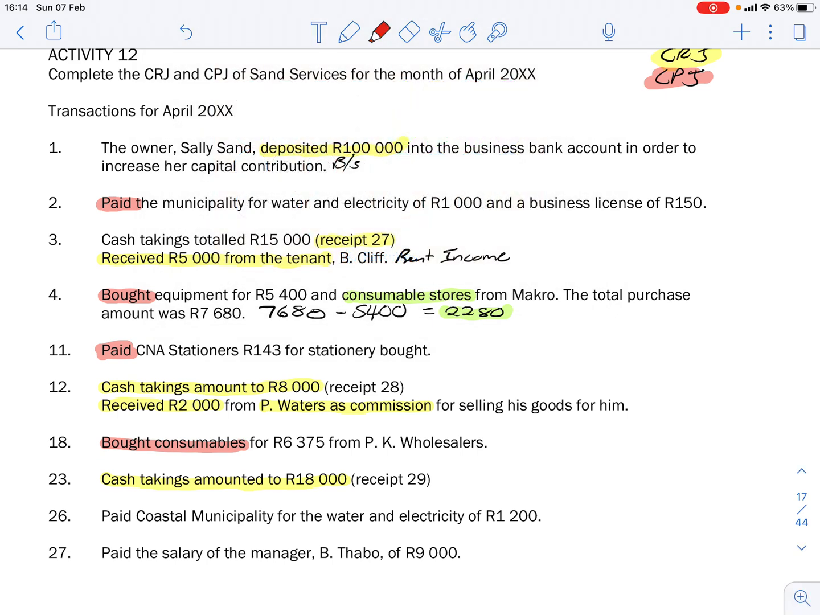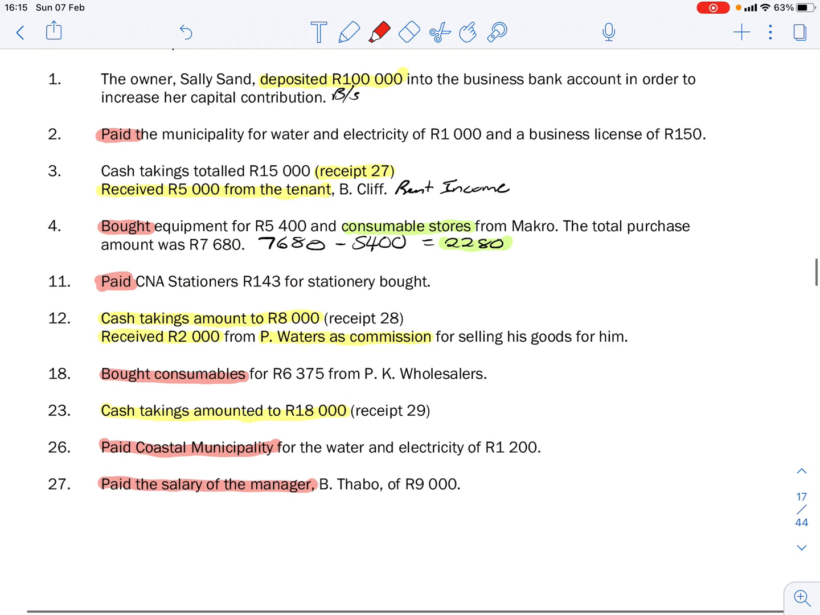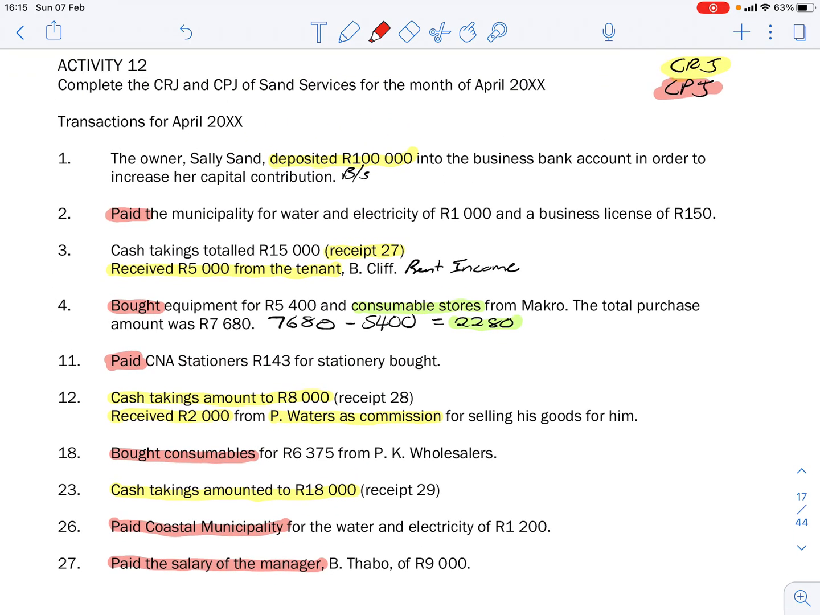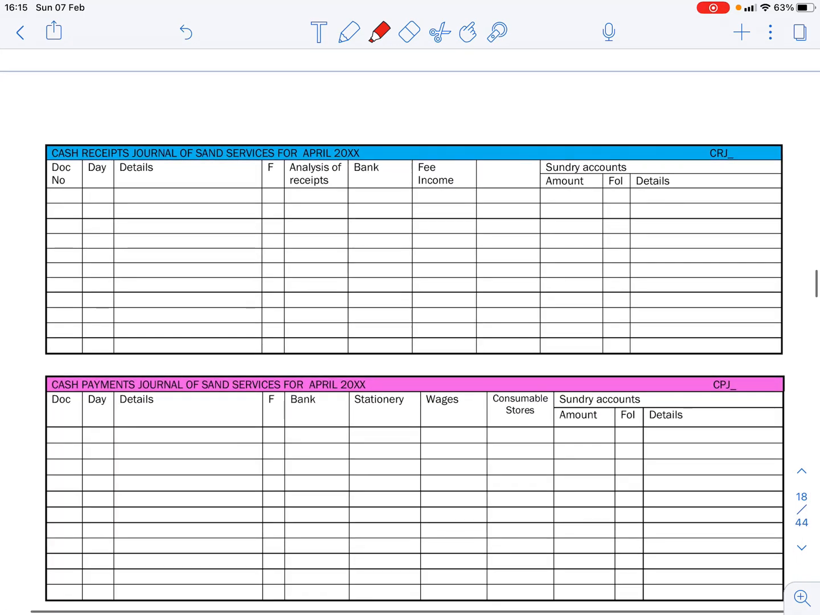And then our last two, we paid the coastal municipality for water and electricity. And finally, we pay the salary of the manager, B Tabo, 9,000 Rand. So that is us classifying each transaction and what journal they go into. We now need to go in and put in these transactions in our CRJ and CPJ.